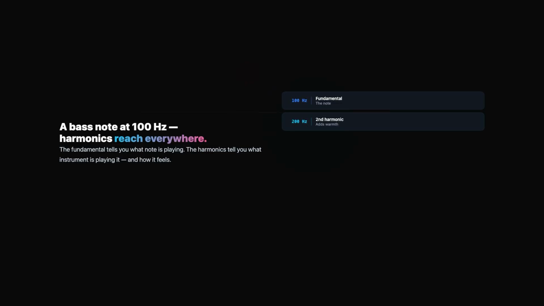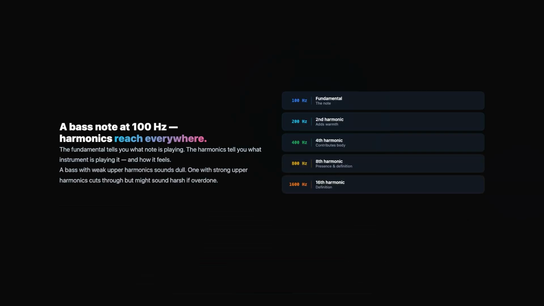When you play a bass note at 100 Hz, its harmonics cascade up through all these regions. 200 Hz adds warmth, 400 Hz contributes body, 800 Hz and 1600 Hz add presence and definition, and the harmonics above 4 kilohertz give the note its clarity and articulation.